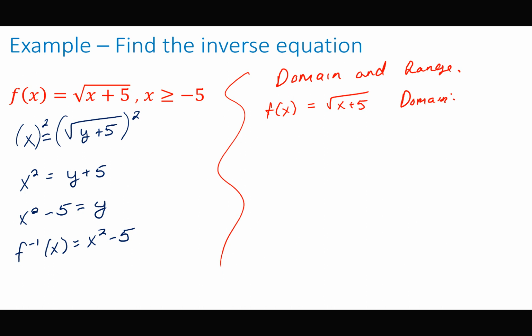Can I put in 0? Yep. Can I put in -5? Yes. Can put in -5 because square root of 0 is 0. That works. Okay. But they also tell me that x has to be greater than or equal to -5. So if we were to write this out in interval notation, I would say -5 inclusive all the way up to infinity.